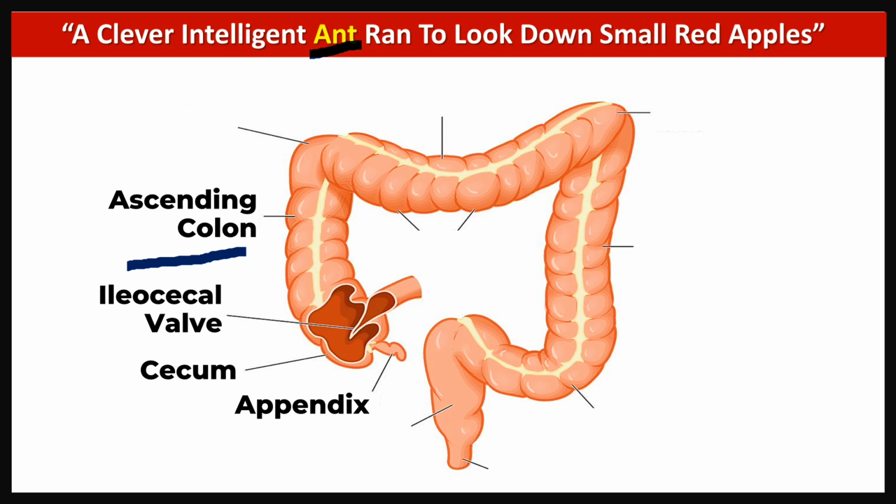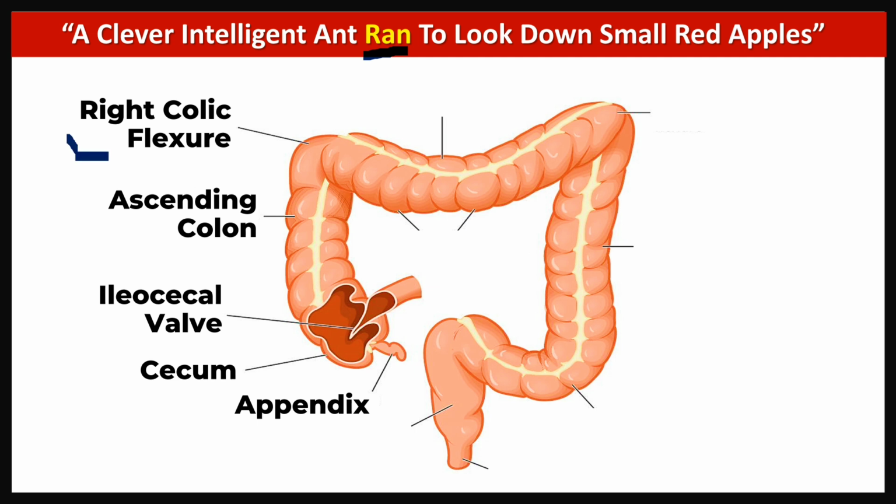Now the next part is right colic flexure. RAN stands for right colic flexure. What is right colic flexure? It's the bend of the colon near the liver where the ascending colon turns into the transverse colon.